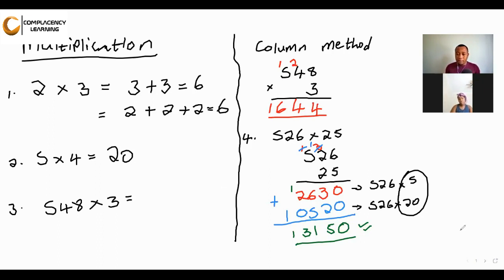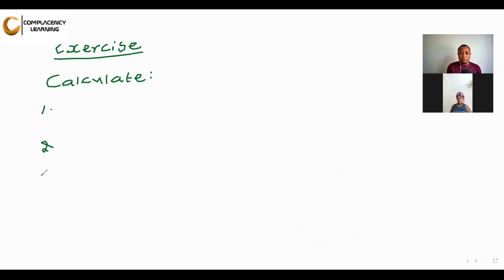All right, so let's have a look at the exercise, right? So if I say now, for example, just a quick exercise, right? I hope I still get the spelling right. Right, okay, exercise. Right, so I'm just gonna say calculate. Right, calculate. Right, and then I'm gonna say one, two, three, just three sums, okay?